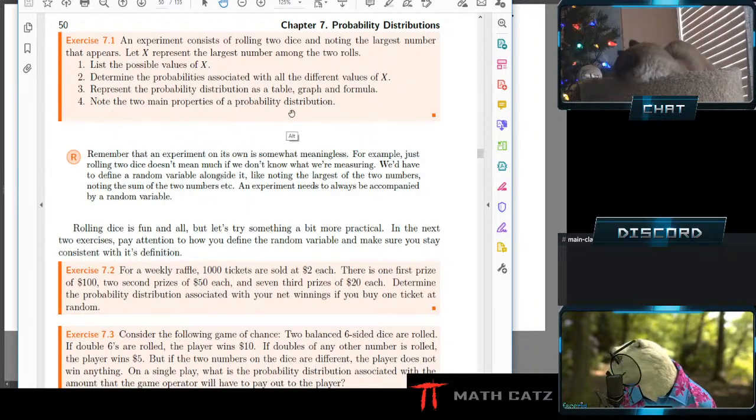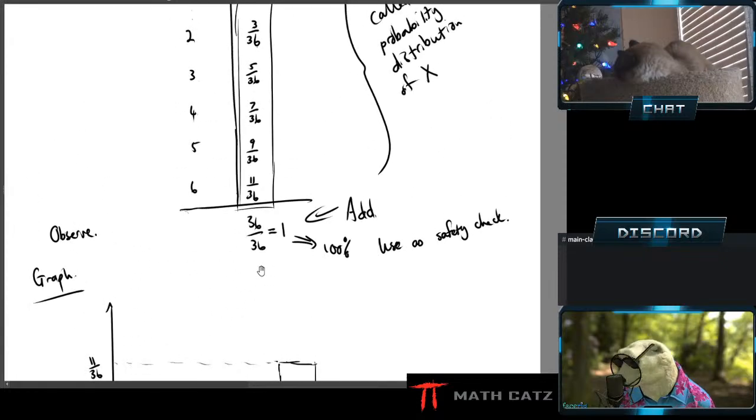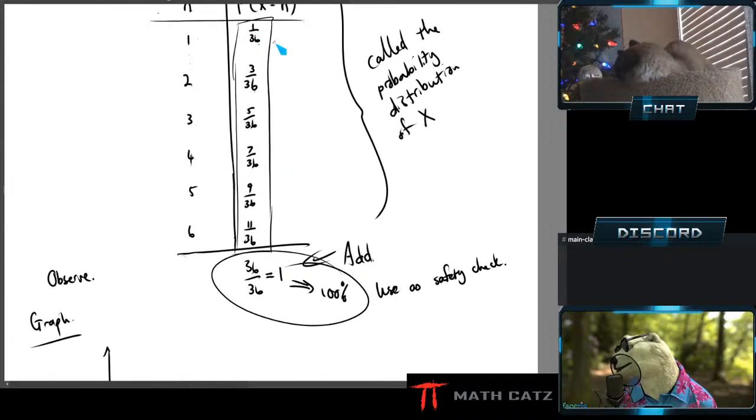And the two main properties of the probability distribution. Well, we listed one. This was one property, that it adds up to 1 or 100%. And the other property is kind of obvious. We don't really think about it. These are all probabilities, which means they're all between 0 and 1, because they're all probabilities. So I'm not going to write that one down. It's never really an issue for our level of difficulty.